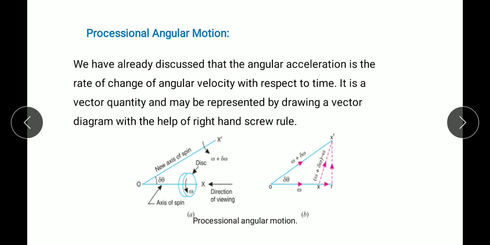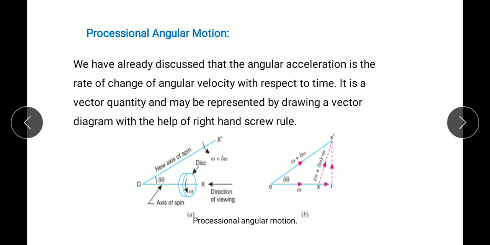Using the right hand rule, the initial angular velocity of the disk, omega, is represented by OX, and the new angular velocity by OX dash, as shown in figure 2. So XX dash represents the change in angular velocity in time delta t. Next, the angular acceleration of the disk may be represented in two components.